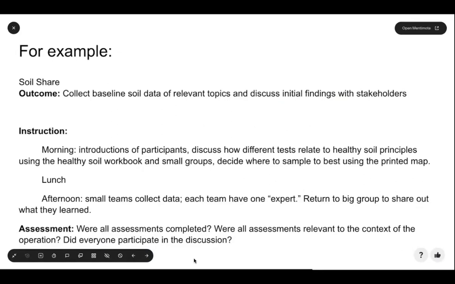So our instruction that helped us meet that outcome was the agenda that Amy shared. We have people practicing and then we have people discussing. So we've used our instruction to meet our objectives, and then we can assess. We can just ask ourselves, it's not difficult. Were the assessments completed? Yes or no? Were they relevant to the context of the operation? Yes or no? We can just ask ourselves some questions about whether the activities that we do help us meet our outcomes. Next.